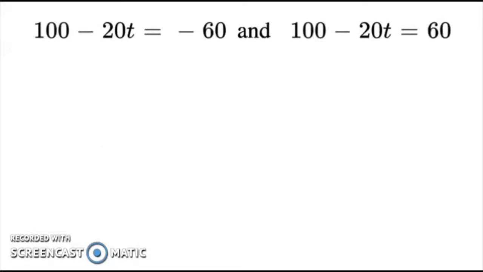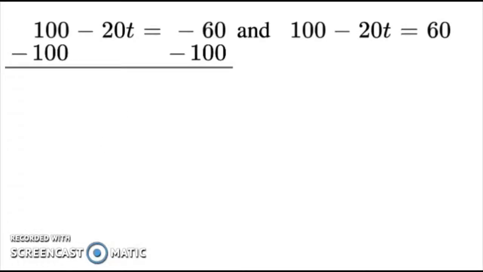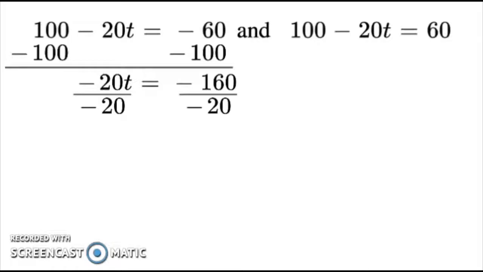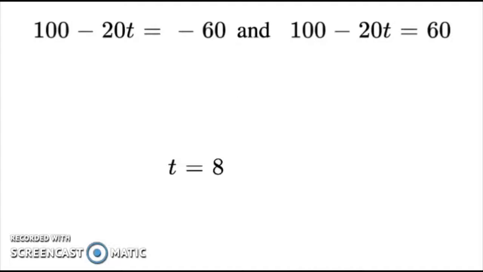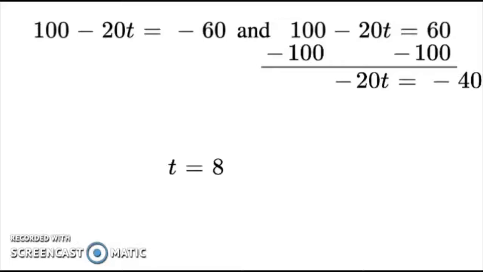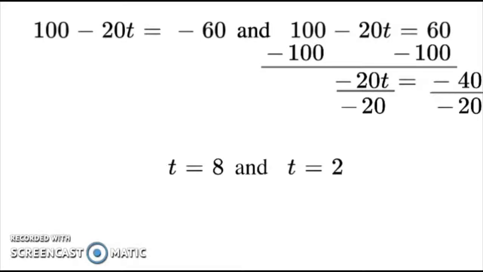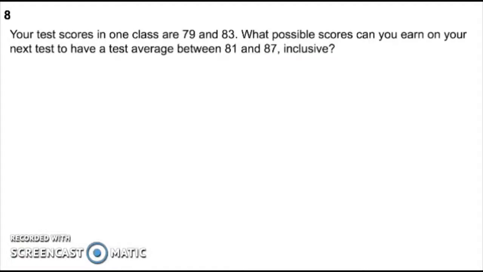Start by solving the equation on the left by subtracting 100 on both sides. You'll get negative 20t equals negative 160. Divide both sides by negative 20, you'll get t equals 8. Doing the same thing for the second equation, subtracting 100 from both sides, you'll get negative 20t equals negative 40. Divide both sides by negative 20, you'll get t equals 2. So the two times that will give you a distance of 60 would be 8 and 2, and that's the answer for number 7.